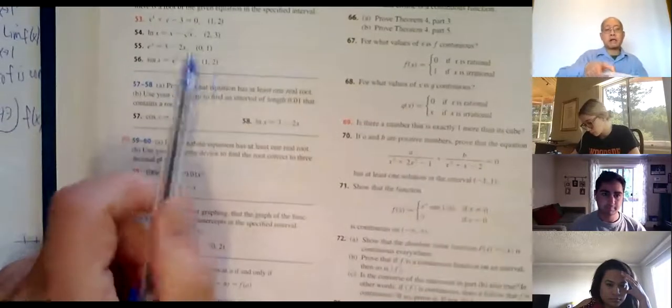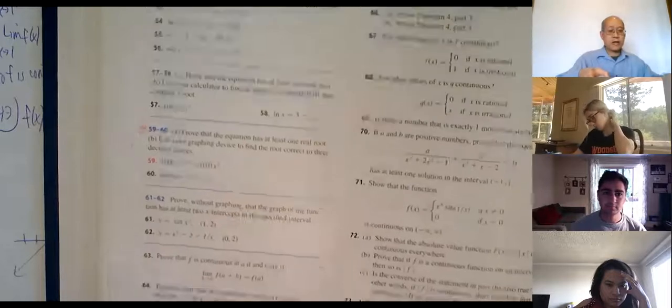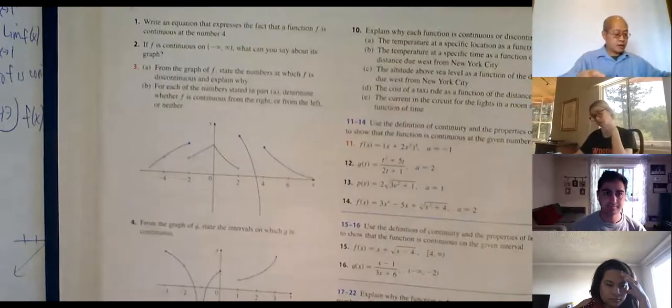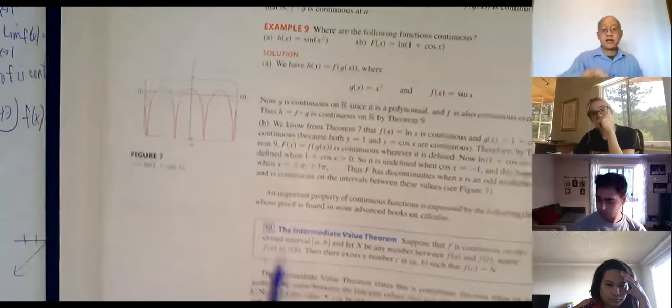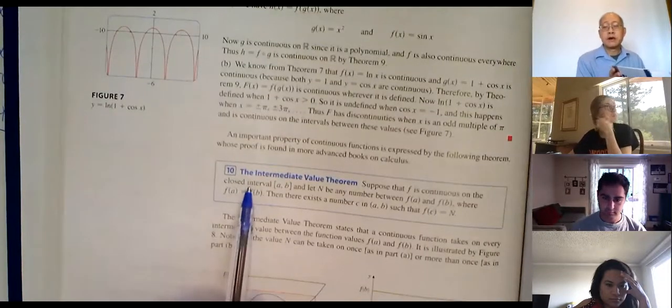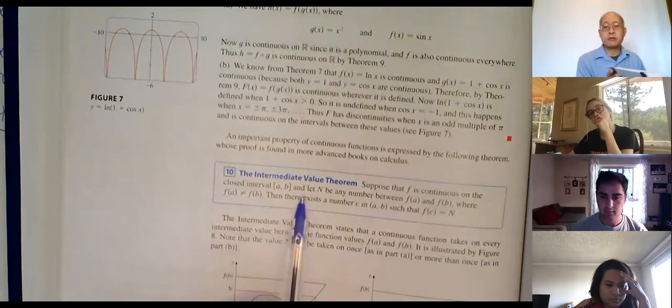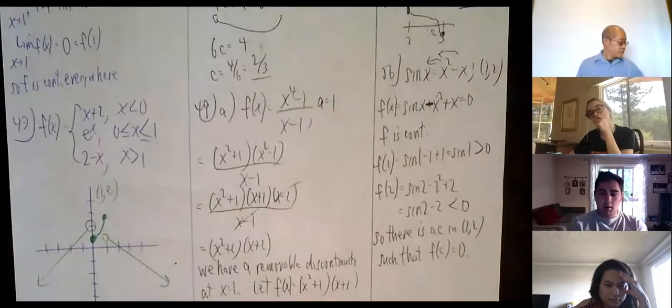There are only 4 problems like that. I did 54 and 56. You do 53 and 55, and now I'm done with this section. So here it is, intermediate value theorem. For the homework, one side's positive, one side's negative. Therefore, somewhere in the middle, you get a 0.